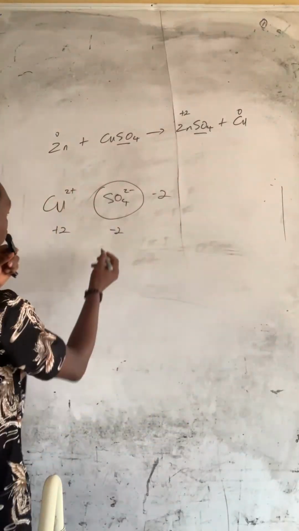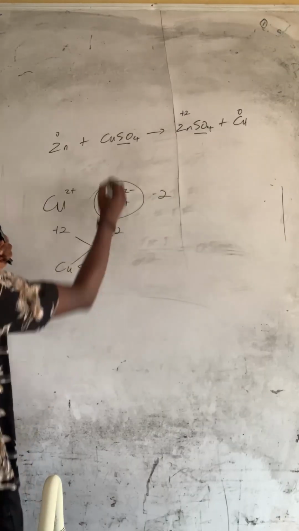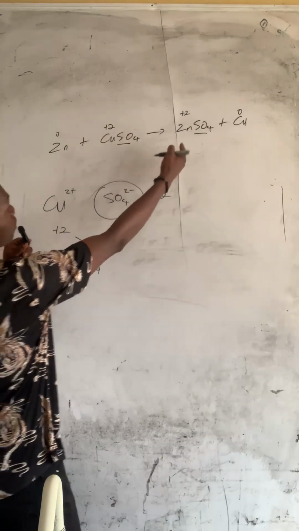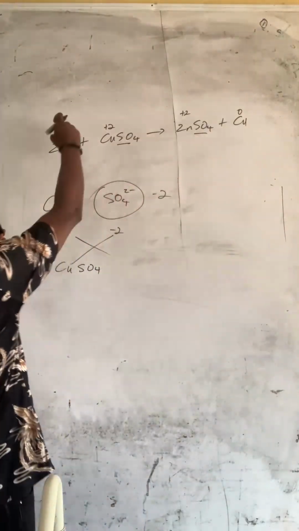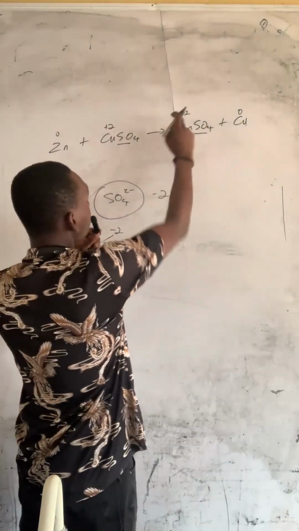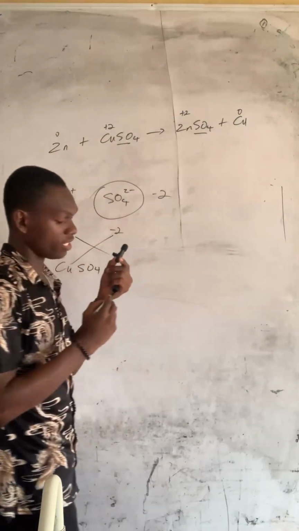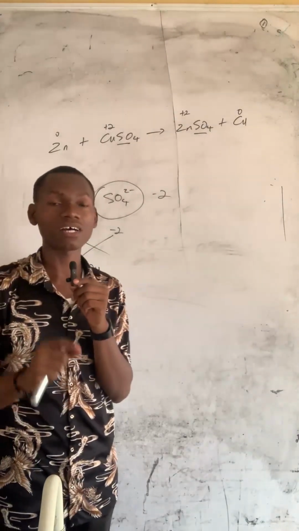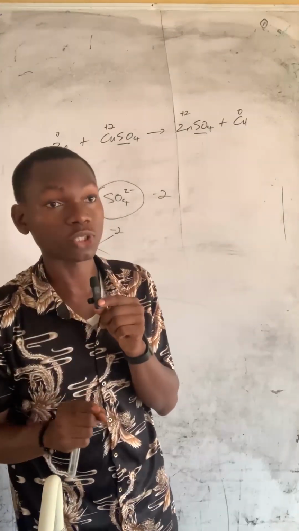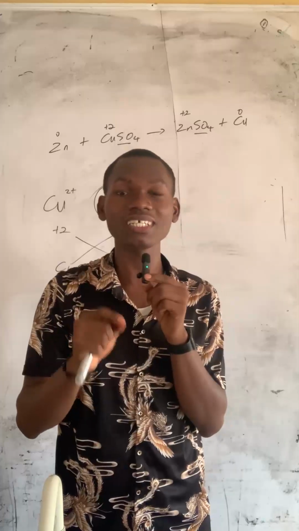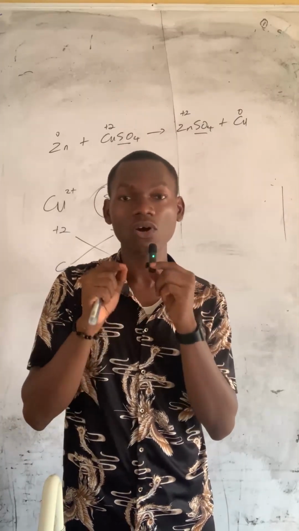Using our scissors method of writing, this is going to be CuSO4, so copper here is +2, and zinc here is also +2. Hope you got that. So the oxidation number of zinc here is 0, zinc here is +2, the oxidation number of copper here is +2, and copper here is 0. Now let's use oxidation number to define that. In terms of oxidation number, oxidation is the increase of oxidation number and reduction is the decrease of oxidation number.